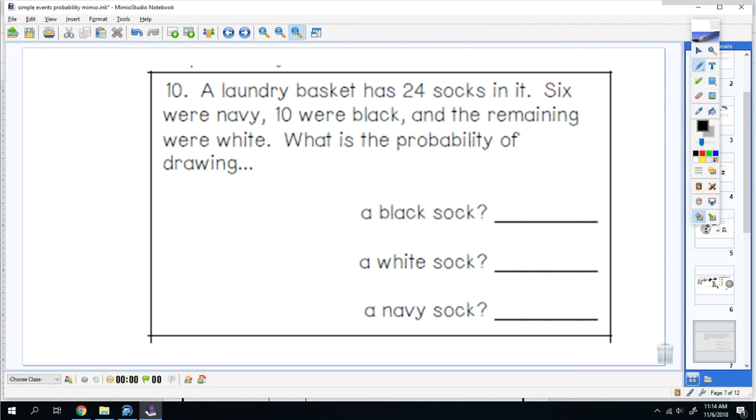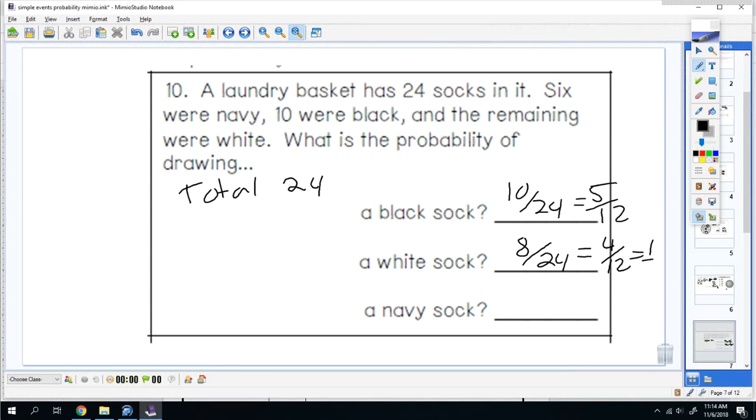Number 10, a laundry basket has 24 socks in it. 6 were navy, 10 were black, and the remaining were white. What's the probability of drawing a black sock? Well, I have a total of 24. I have 10 black, so I have a 10 out of 24 chance, which simplifies down to 5/12. And I have white socks, but it doesn't tell me how many. So I have to subtract, and I get 8. So I get 8/24, which is 4/12, which is also 1/3. Then I have 6 navy, so it'd be 6 out of 24, which is 1/4.